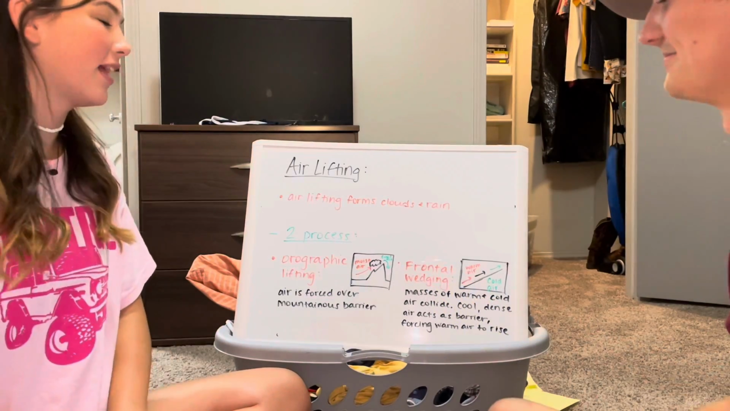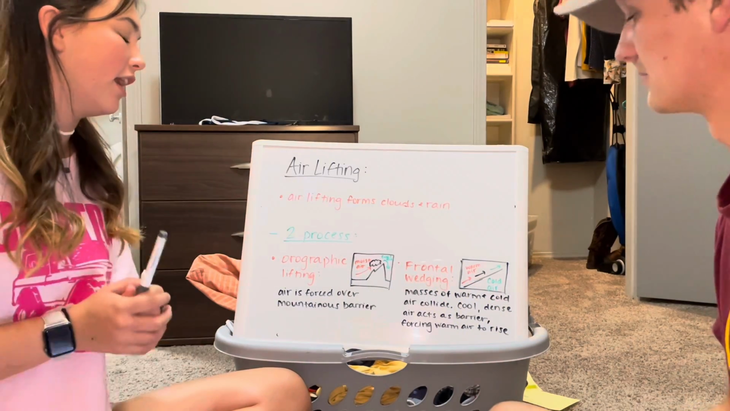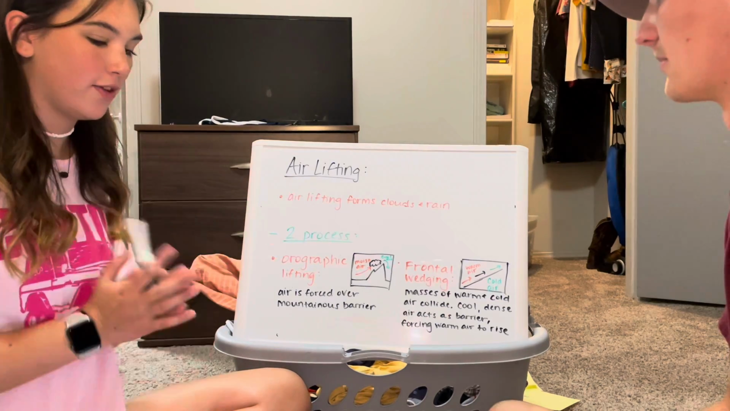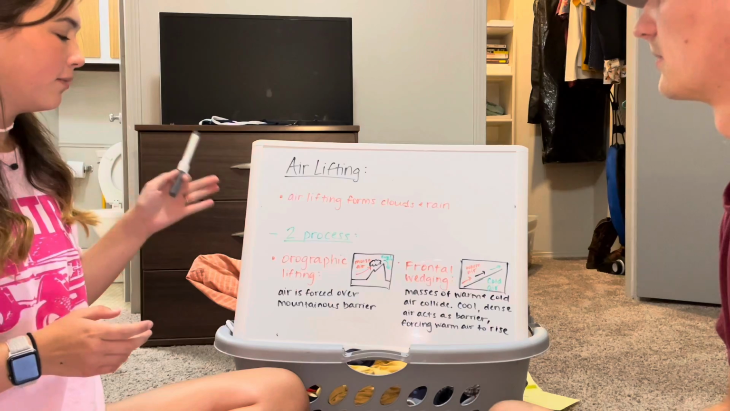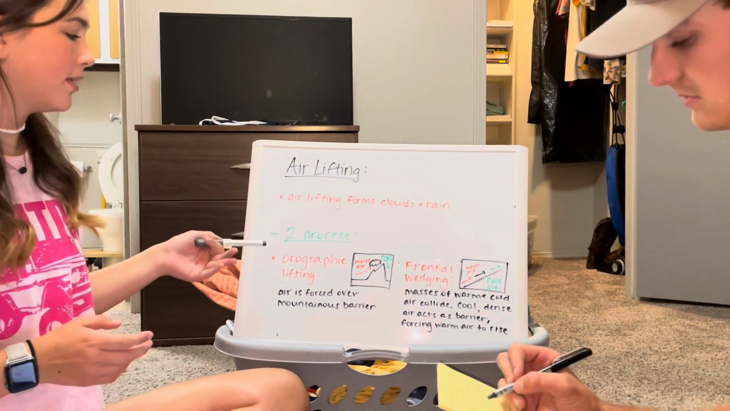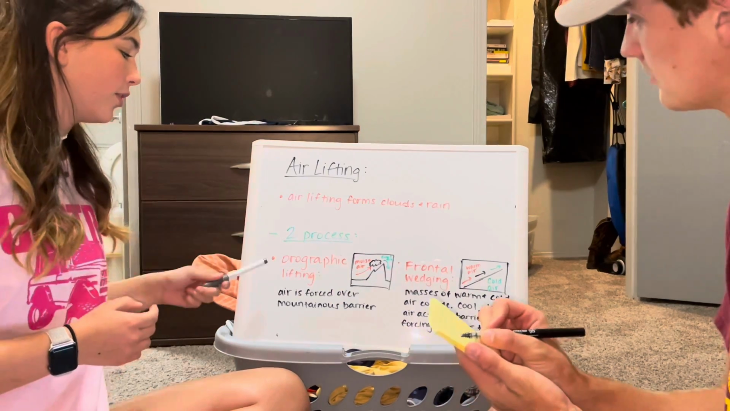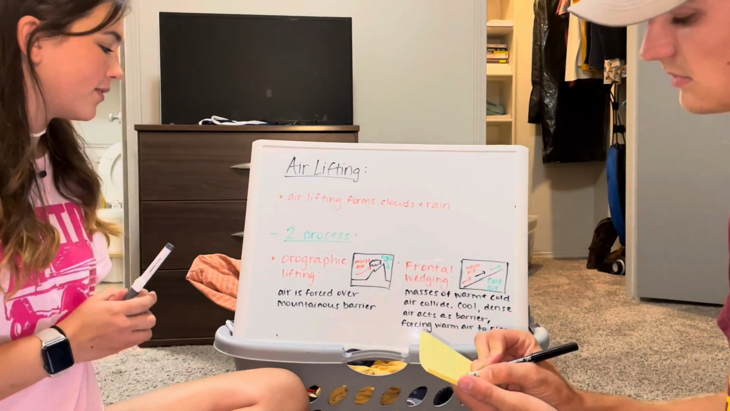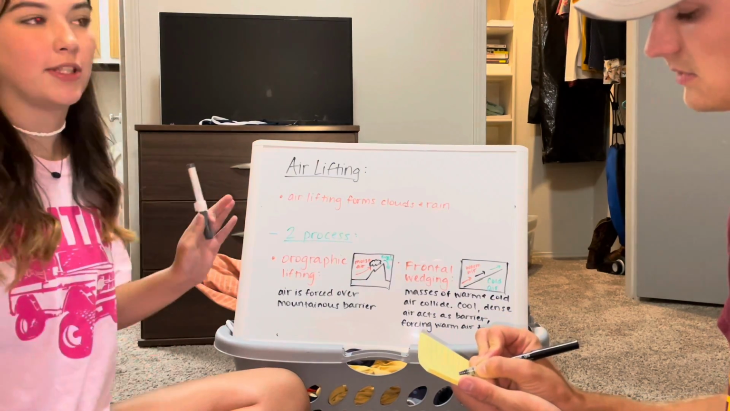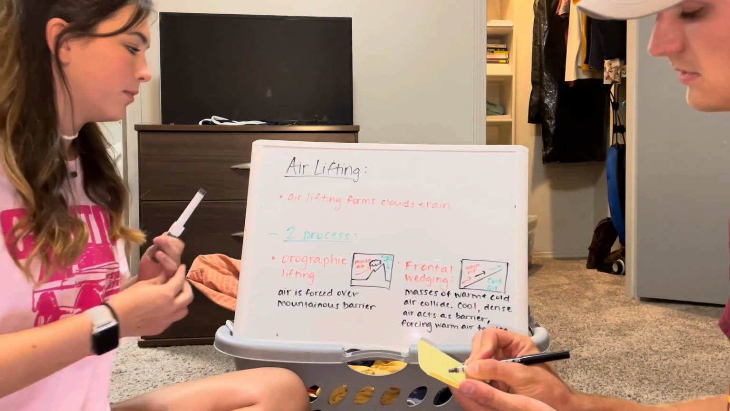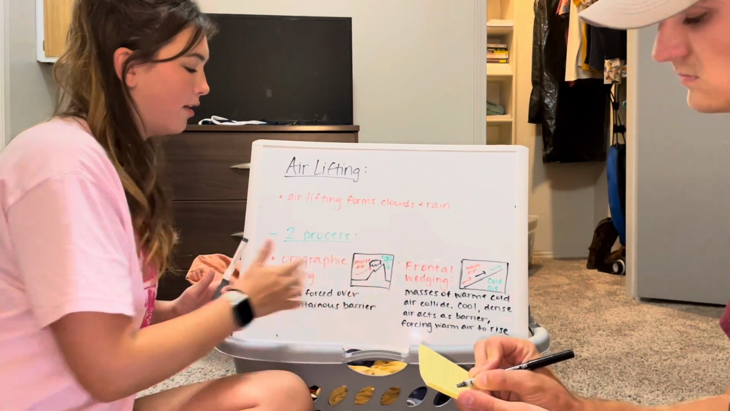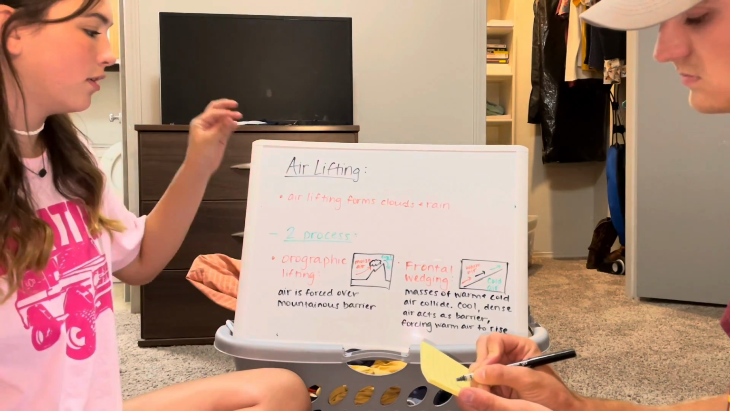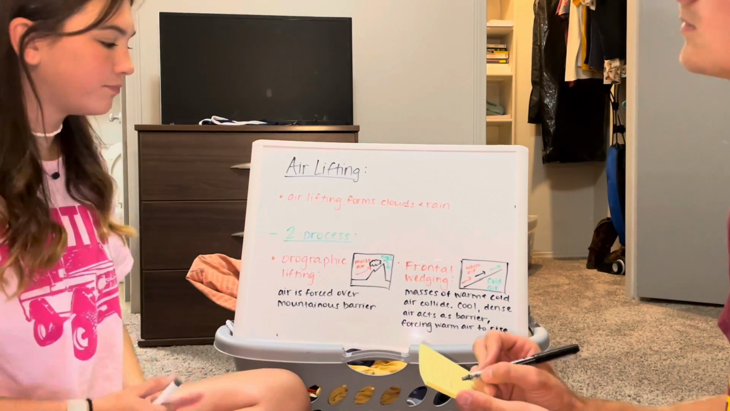Today we're going to be talking about airlifting. Airlifting is very important to the formation of clouds and rain. There are two processes of airlifting that we're going to be talking about today. One of them is orographic lifting. This is where air is forced over a mountainous barrier. Usually has moist air going up the mountain and cooler air going down. The precipitation usually falls on the moist air side of the mountain.